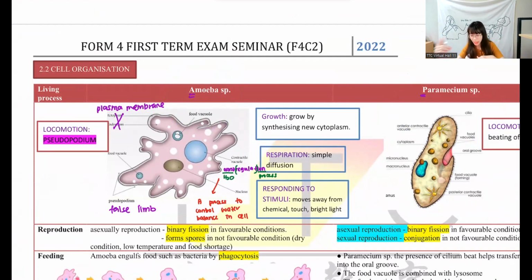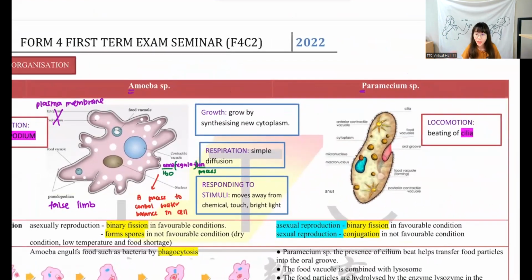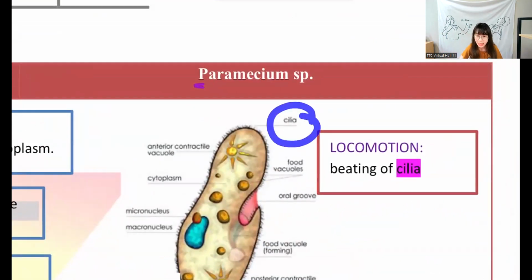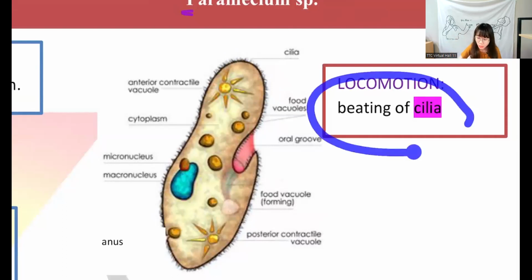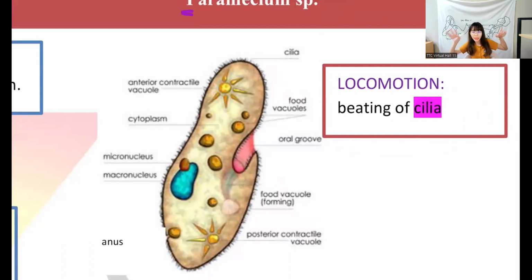Now for paramecium species, they have a fixed shape. On the outermost layer, they have cilia. Cilia is a hair-like structure, which is for them to move. We call this beating of cilia. They move their cilia and brush around, using the cilia to move. Later, I can show you a video of how they move using cilia. It's very cute. They will turn around and just beat the cilia.